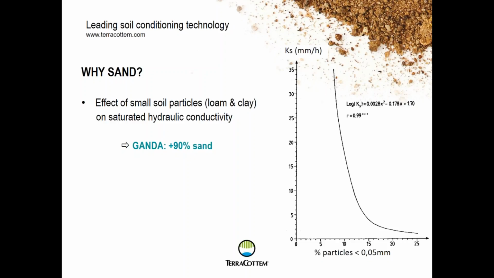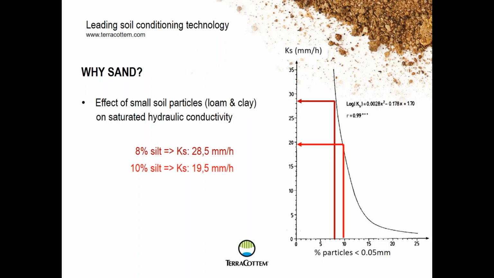In Belgium we have criteria for that. When we construct sports turf, we say we need more than 90% of sand, and this graph shows you why. So for example, if you have 8% of particles in your soil that are non-sand, you get a hydraulic conductivity of 28 millimeters per hour. And to give you an idea, 28 millimeters per hour means 28 liters per square meter of water that can be transported through the top layer.